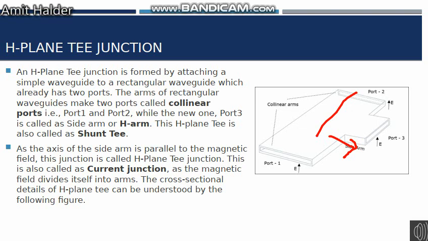As the axis of the side arm is parallel to the magnetic field, it is known as the H arm, and it's also known as the current junction. As the magnetic field divides itself into the arms, the cross-sectional details of the H-plane T can be understood from the following figure. So that's the thing of the H-plane T junctions.